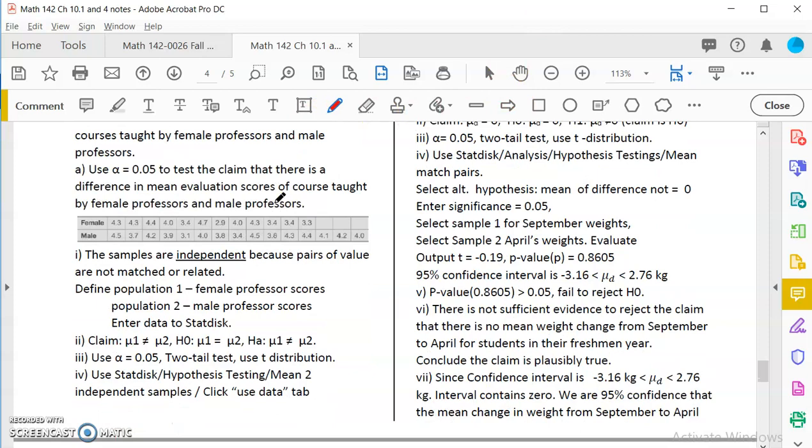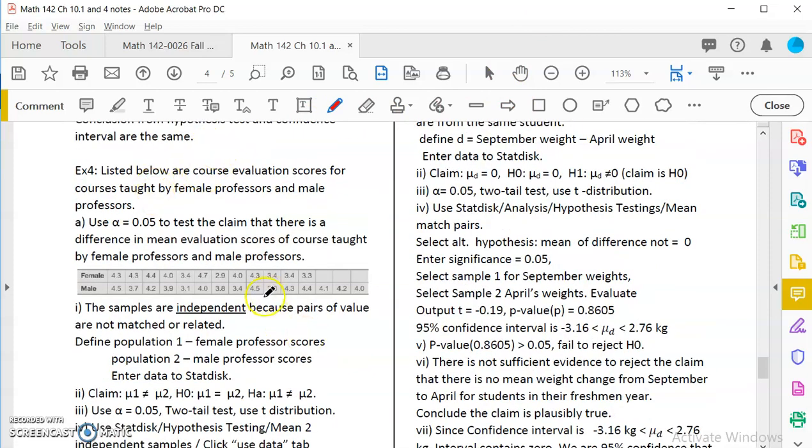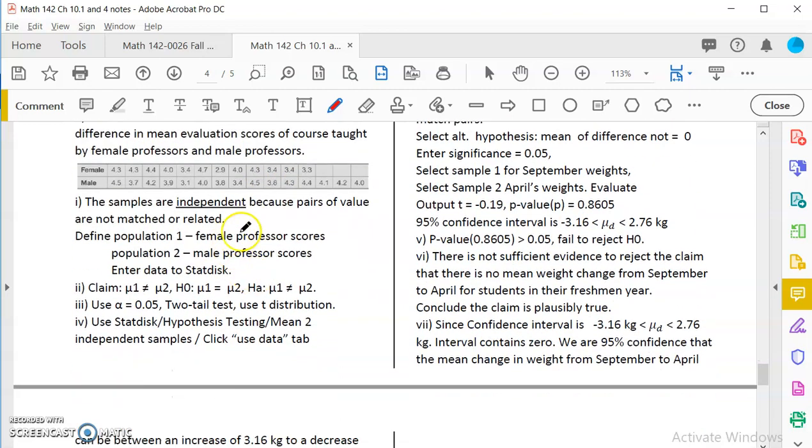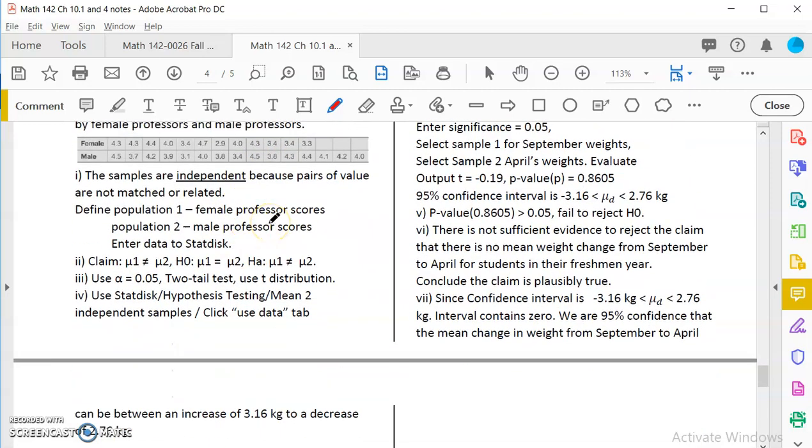The fourth example is switching to use data now. So we are looking at course evaluation of female professor and male professor. They're not paired up. It's one group of female professor, the other group of male professor. These are their evaluation scores. And we want to test the claim that there is a difference in mean evaluation course. We want to test that they are different. Male and female professors had different evaluation scores.